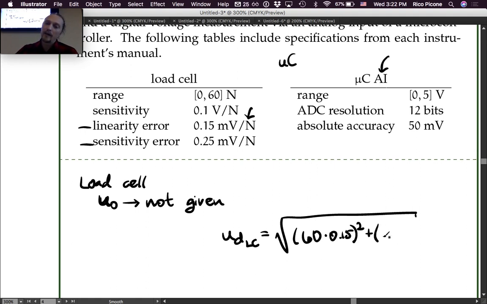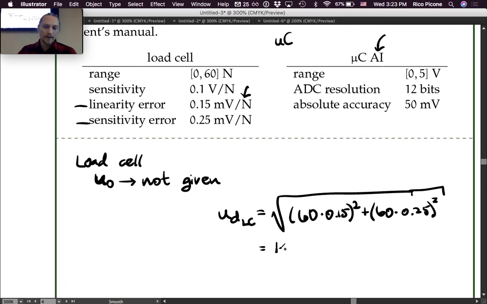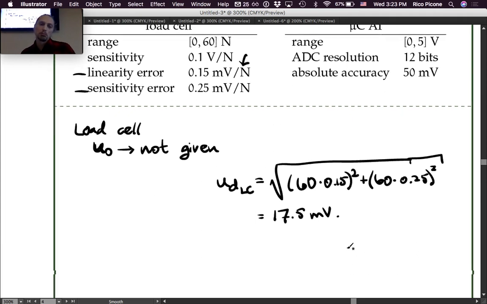So we combine it with the sensitivity, which also is per Newton. So let's go with the biggest, which is 60 newtons, times 0.25, squared. And what I got was 17.5 millivolts. So that's our design stage uncertainty for the load cell measurement. Okay.